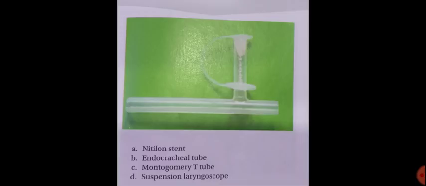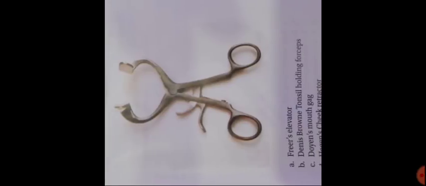Now this is a very useful thing, the Montgomery T tube. Here you can see a T-shaped artificial airway. It is a method of protecting the airway, an artificial airway made of soft silicone tube like a T. The T part supports the upper airway, while the lower limb acts like a tracheostomy tube. You can use it in diseased upper airway and to support the airway after any airway surgery.